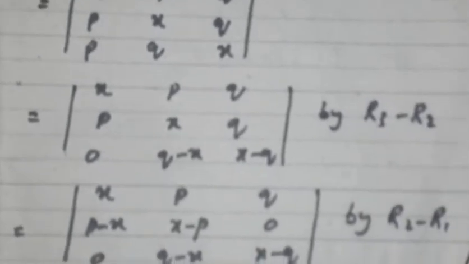For this, taking left hand side, by R3 minus R2. This is R3, subtract R2, P minus P we get 0, Q minus X here we get, and X minus Q here we get. Now again by R2 minus R1. This is R2, subtract R1. So P minus X here we get, X minus P here we get, and Q minus Q here we get 0. Now expand by row first.